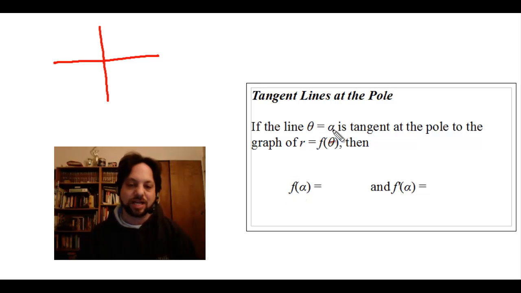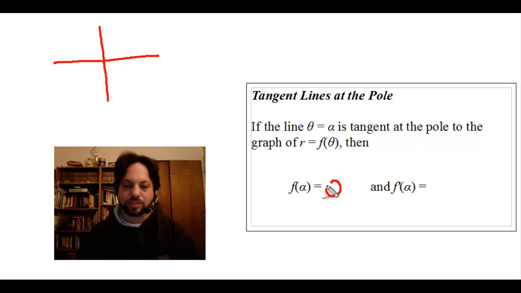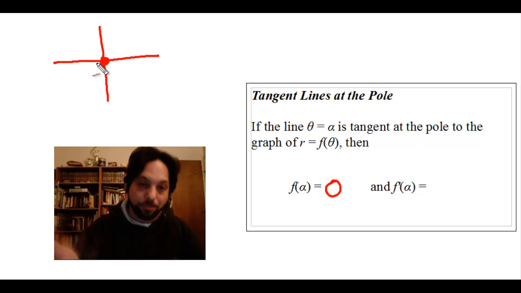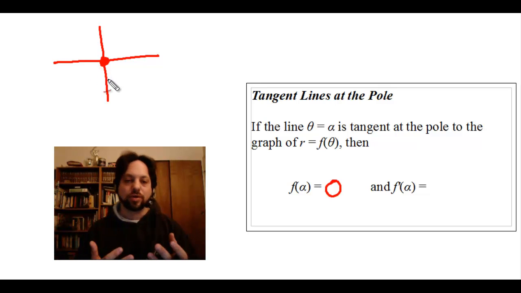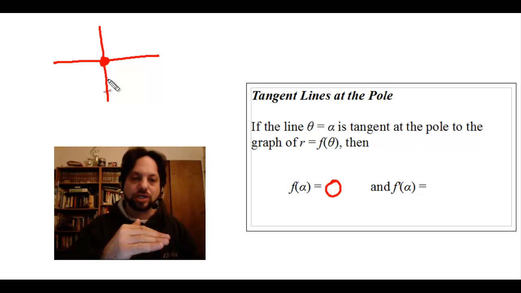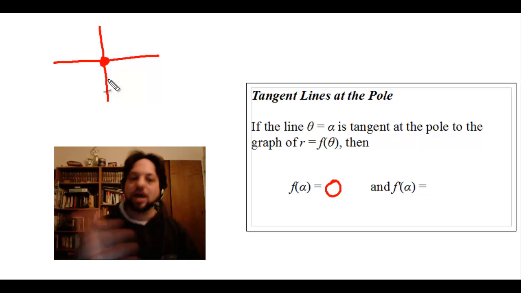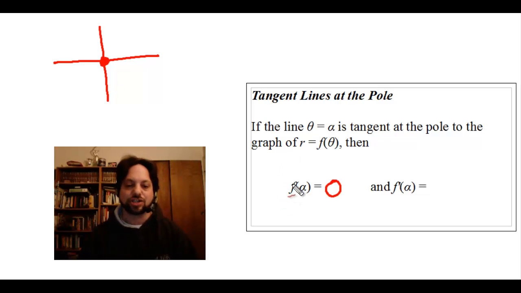In other words, the line theta equals alpha is only going to exist at the pole if f of alpha itself equals 0. In other words, in order to have a tangent line at the pole, the function actually needs to exist at the pole. It's similar to rectangular coordinates. If you're trying to find the slope of the tangent line at the origin, but the function doesn't go through the origin, how in the world are you going to do that? So that's our first condition. The function must actually evaluate to 0 at that value of theta.